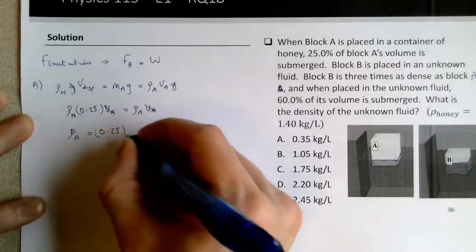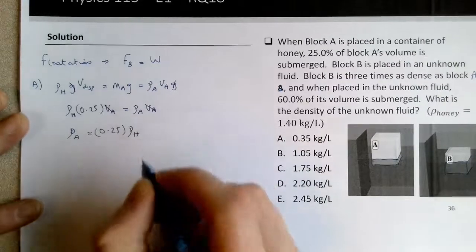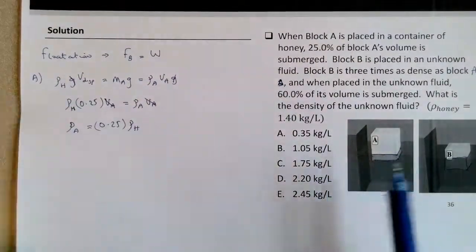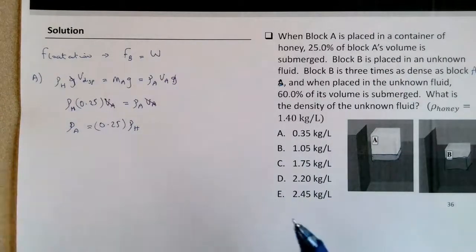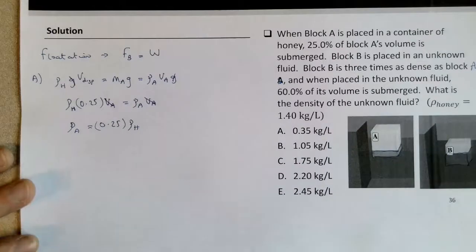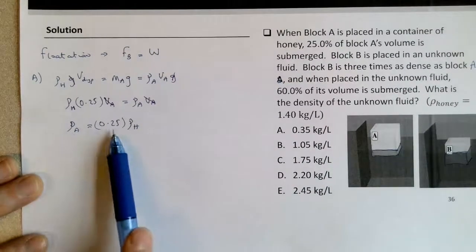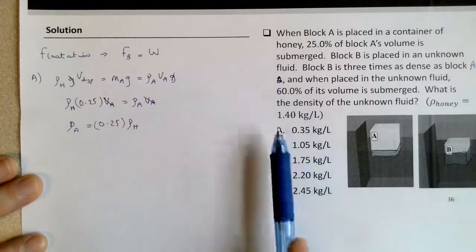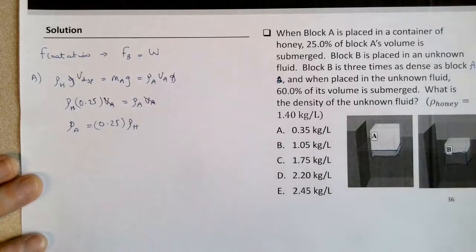And this holds true for all problems, in a sense, the thing about the submerged volume. So if an object is 60% of the density of the fluid, it will submerge 60% of its volume, assuming it's non-porous, and so on. Okay, so now we have a connection between the density of A and the density of honey, which is a known quantity. So what we want to do is apply a similar analysis for block B.